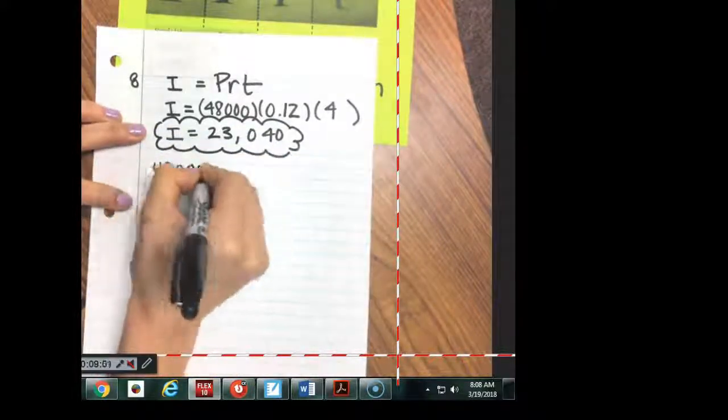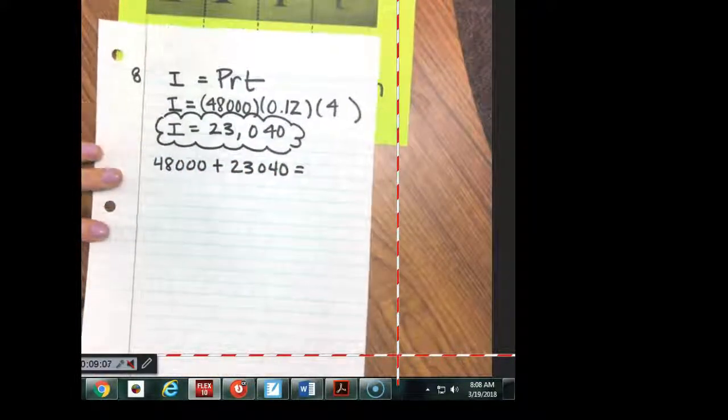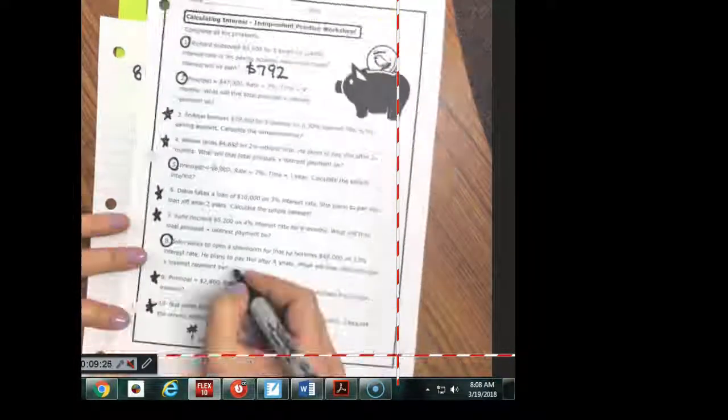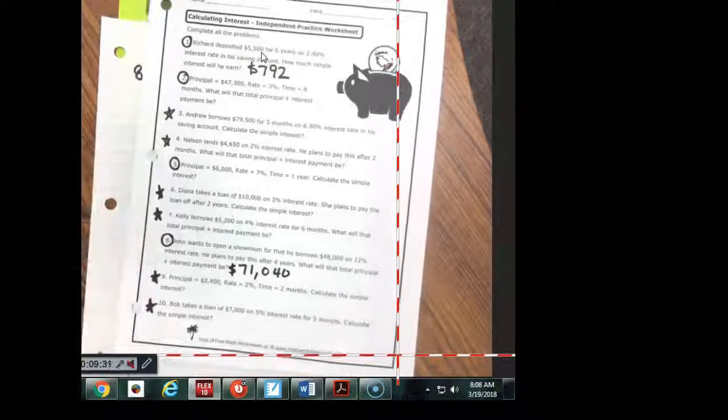And remember, we are going to put a cloud around that because this is a multi-step problem. I have to go back and add the original amount, and the original amount was $48,000. When you add both of those together, you get $71,040. Don't forget to put that on this sheet. And do the starred ones on your own.